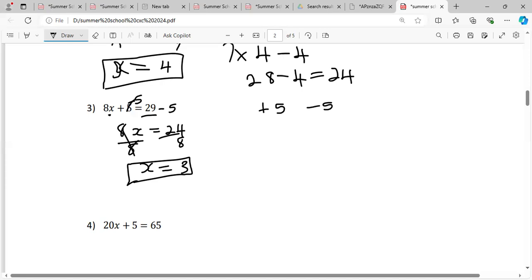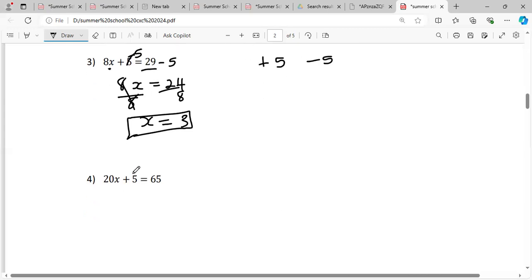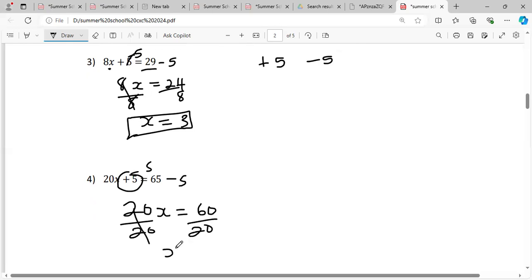All right. Let's go through this. So we have 20x. So 20 multiplied by a number, add 5, and the result is 65. Very simple again. Minus 5. 65, take away 5, that's what, 60. And then we do the opposite of multiplication, which is division. So x equals 3. 20 into 60 goes 3 times.